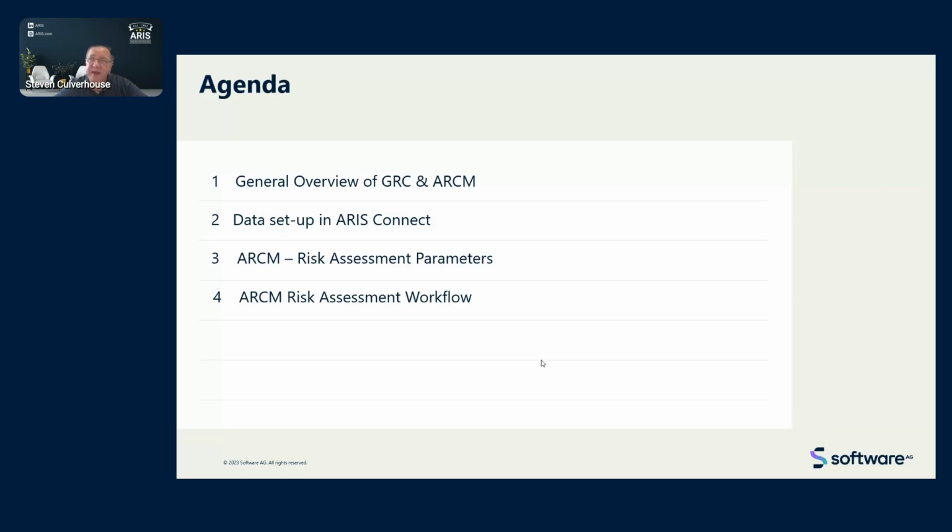So we'll cover that end to end, and then we'll have a brief look at some of the results of risk assessments. So how do you view risk assessments in the tool, and can you see the risk assessment results in Connect as well? In the risk object in Connect, you can also view the results there as well. So we'll cover it from beginning to end, if you like.